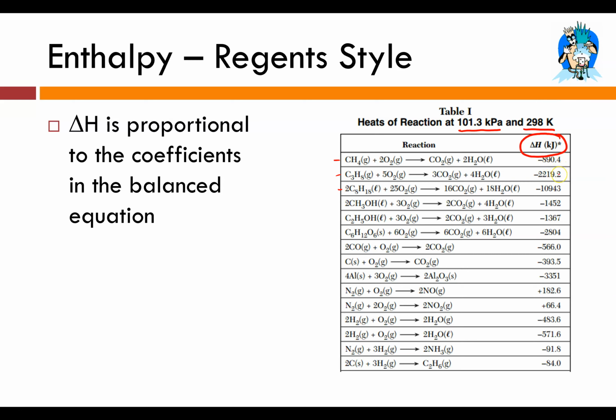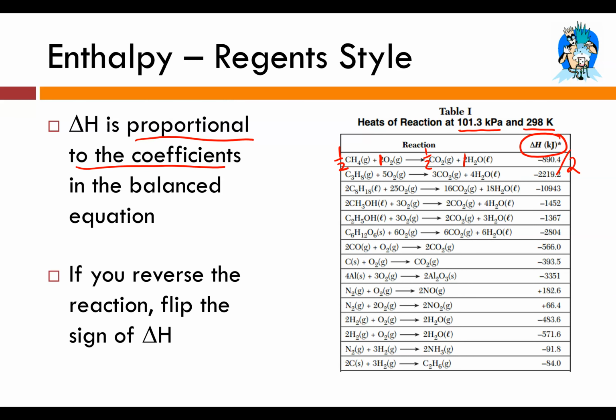If I cut all the coefficients in half, so I said 1/2 a mole of methane, just 1 mole of oxygen reacting to form 1/2 a mole of carbon dioxide and 1 mole of water, since I cut all of my coefficients in half, I would also need to divide my delta H in half. If I tripled all of the coefficients, I would triple delta H. That's what we mean when we say delta H is proportional to the coefficients.